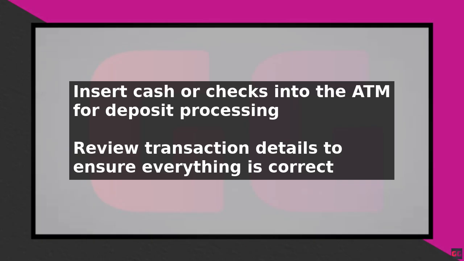If you need to make any changes, you can do so at this time. If everything is correct, confirm the deposit and the ATM will process the transaction. You will then receive a receipt for your deposit, which will include the amount deposited and the account it was deposited into. It is a good idea to keep this receipt for your records. Finally, remove your card from the ATM and take your receipt.